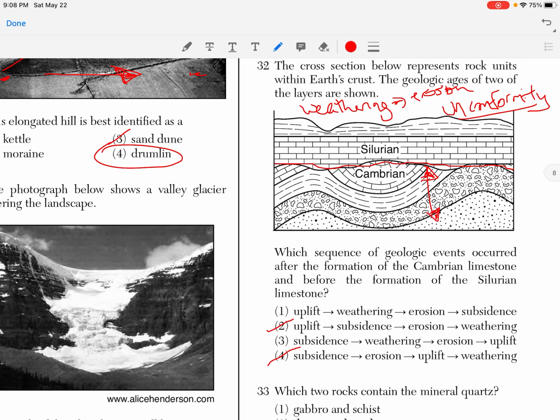And then in order to form this Silurian limestone on top of this, we basically have to put it back underwater again. We have to be in a marine environment for that to occur. And so you would have to essentially drop the elevation of that region down. We call that subsidence, where it sinks down below the water again. Okay, so the proper sequence is uplift, followed by weathering and erosion, followed by subsidence. So the answer is number 1.